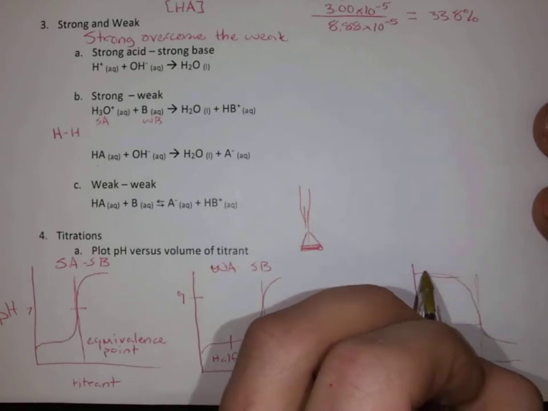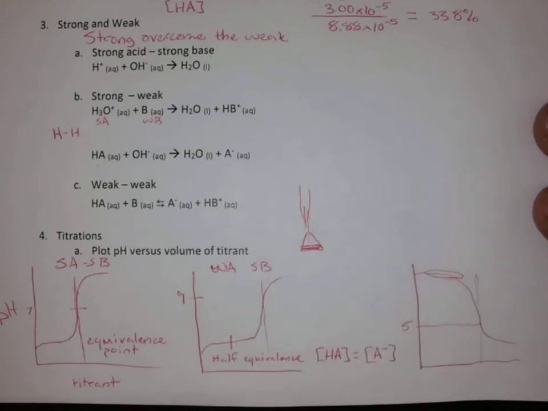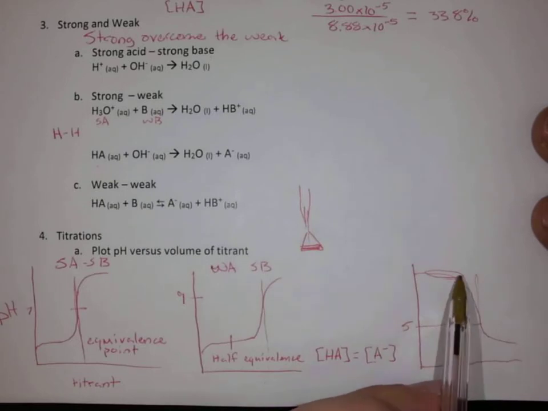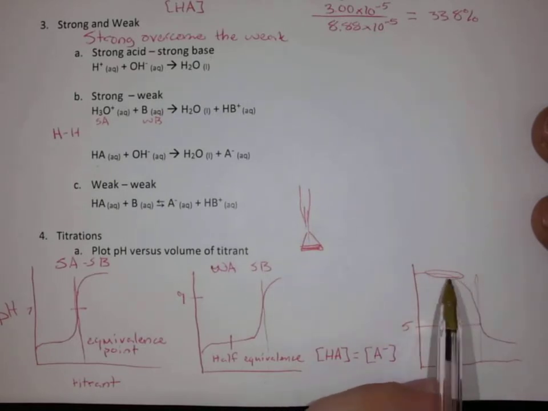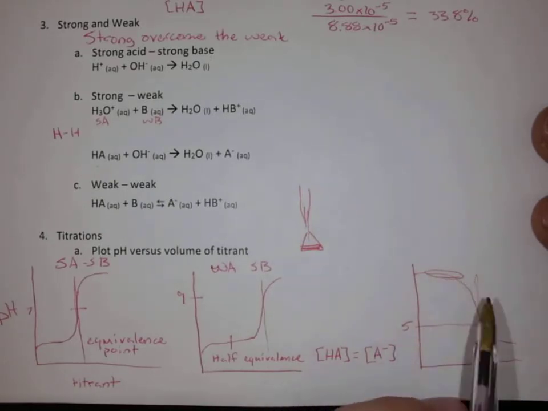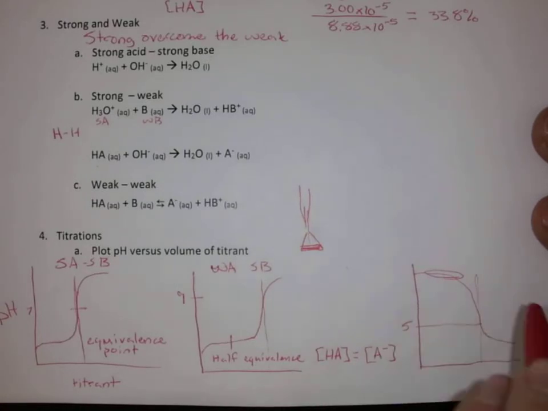Again, we've got this buffer zone near there. We're going to talk about buffers in a second. That buffer zone has our half equivalence point, where the base is equal to our conjugate acid, but then we have regions where we have more of that base or more of the conjugate acid.